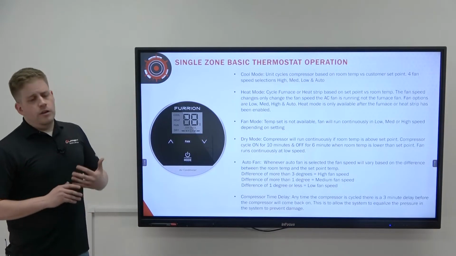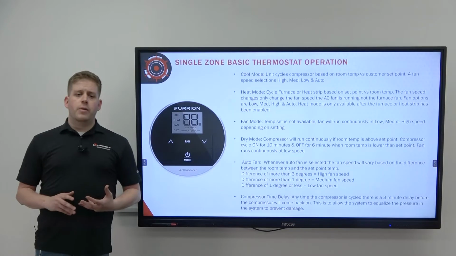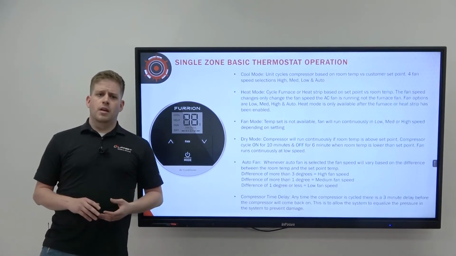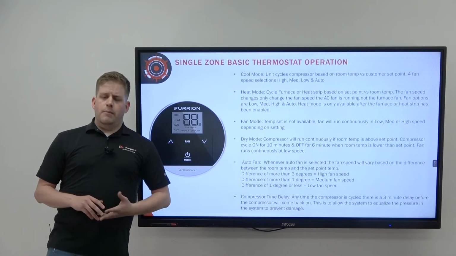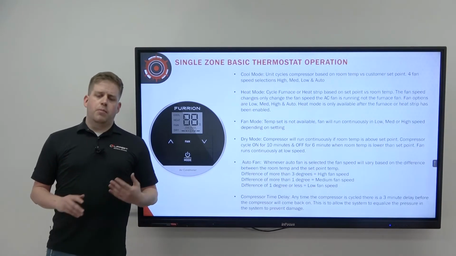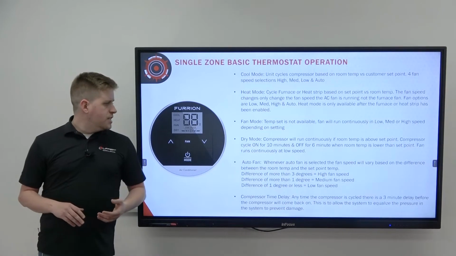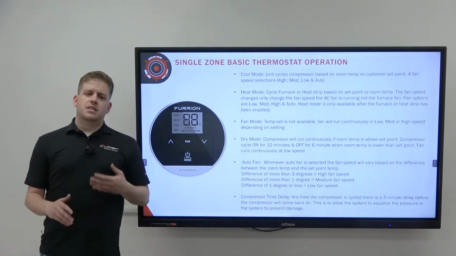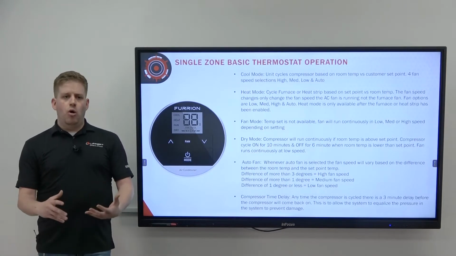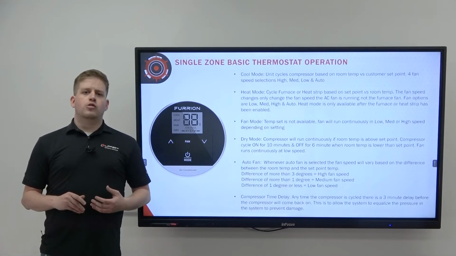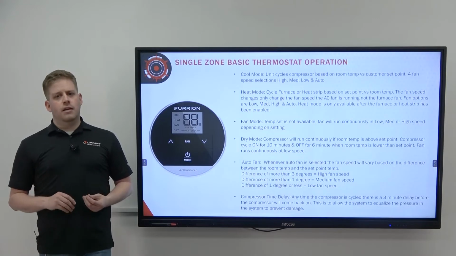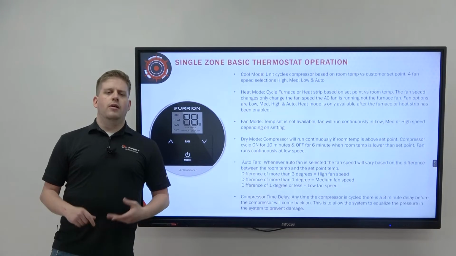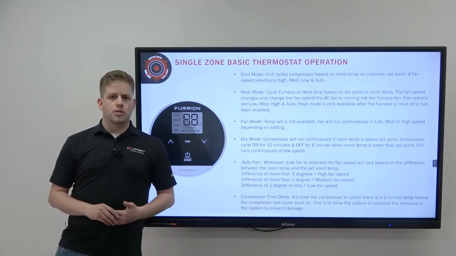Dry mode. When the room air temperature is above the set point, the compressor is going to run continuously. Now, when the room air temperature is at the set point, the compressor is going to cycle. It's going to cycle on for 10 minutes and off for 6 minutes. This cycling will allow humidity to be pulled from the air to keep the coach from becoming too humid and feeling sticky, but keeping that set point nice and consistent for the customer. That way they don't get frozen out of their own coach.